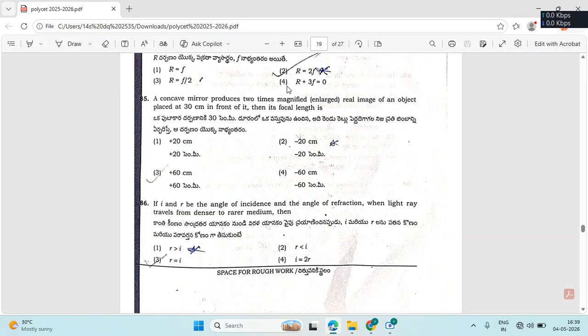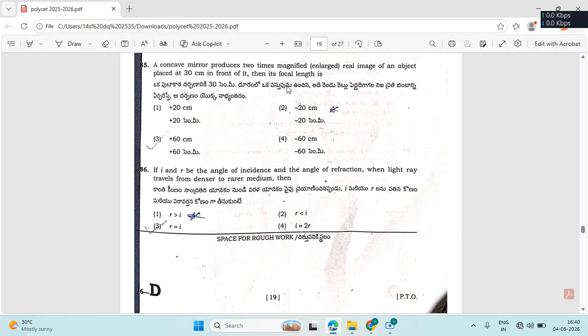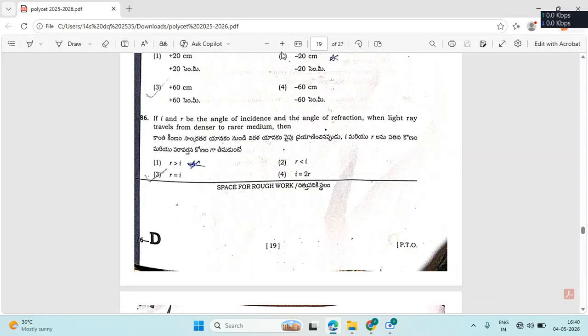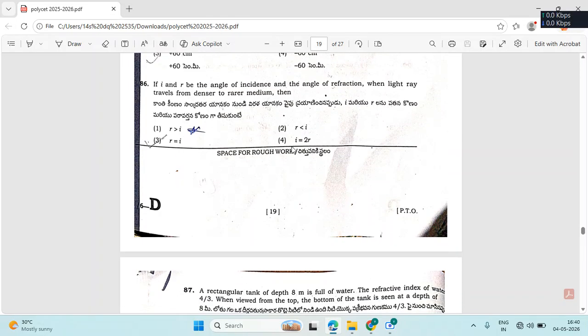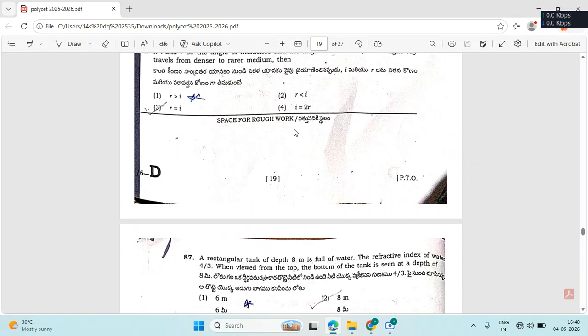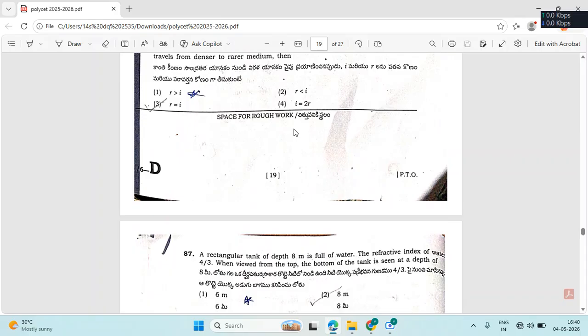A concave mirror produces a two times magnified enlarged real image of an object placed at 30 centimeters in front of it. Then its focal length is plus 20 centimeters, minus 20 centimeters, plus 60 centimeters, minus 60 centimeters. The correct option is 2 and the answer is minus 20 centimeters. If i and r are the angle of incidence and the angle of reflection when a light ray travels from denser to rarer medium, then r greater than i, r less than i, r is equal to i, i is equal to 2r. The correct option is 1 and the answer is r greater than i.